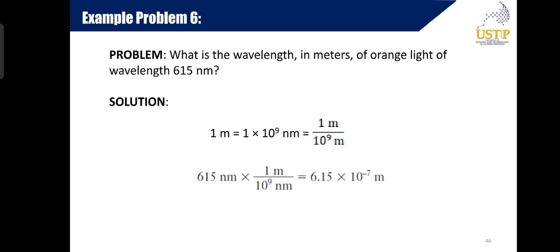Don't forget still to follow the significant figure rule. So always remember the canceling out method and the significant figures when expressing answers to your scientific calculations.